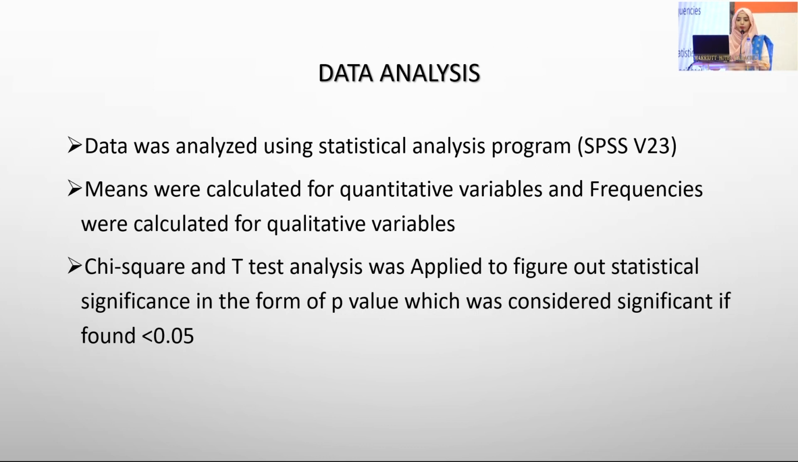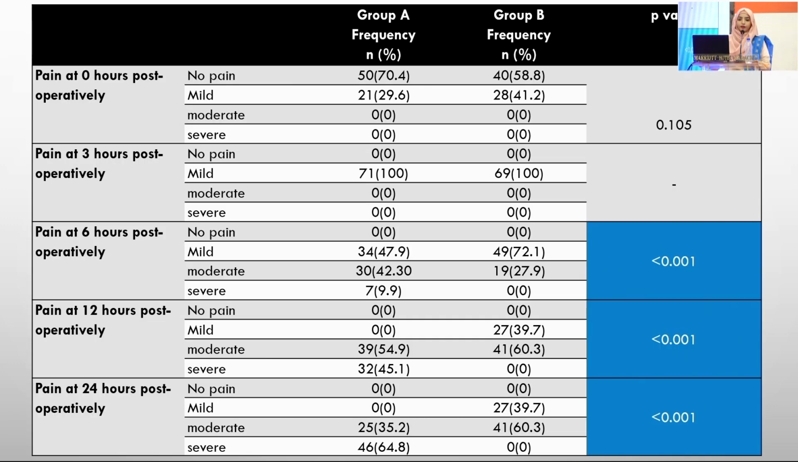Data was analyzed using the Statistical Analysis Program SPSS. Means were calculated for quantitative and frequencies for qualitative variables. Chi-square and t-test were applied for statistical analysis, and results were considered significant if the p-value was less than 0.05. The demographic data between the two groups was not significantly different. The mean time for the first rescue analgesia was prolonged in group B patients. The results showed significantly different p-values for 6, 12, and 24 hours of analgesia in both groups.